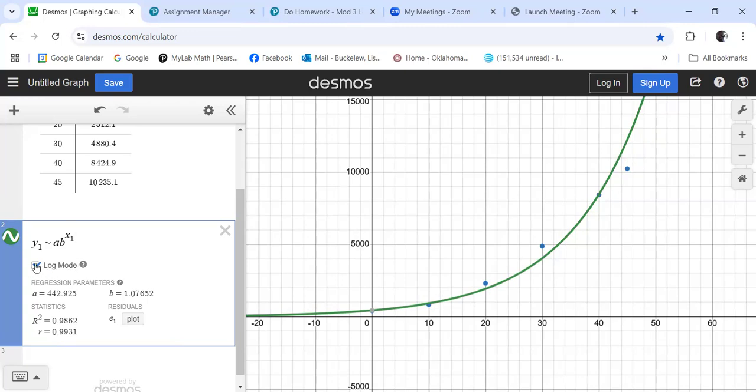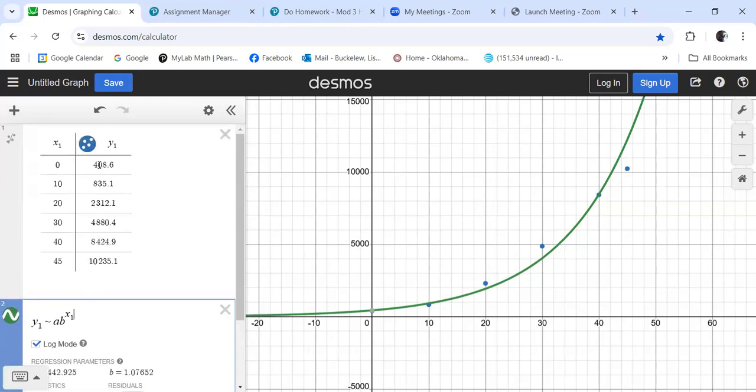All right, so notice when I clicked that, I don't know if you noticed that the graph changed a little bit. Watch the graph, and I'm going to click this on and off a couple of times. Now it's off, now it's on. You see how it changes a little bit? Look down here though, when the log mode button is on and it's doing exponential regression, look at the A value now, 442.9. So that's much closer to our initial value.